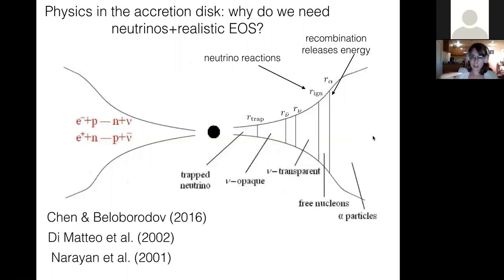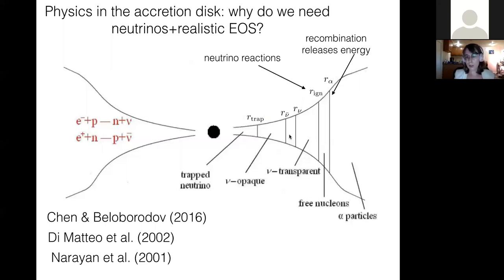But as we go inside, first of all, we're going to have, as Luke said, this recombination area where from alpha particles you get free nucleons. And as we go inside, there are going to be beta processes like this one that are going to create neutrinos. The neutrinos have very, very low cross-section, therefore can just escape from the disk and cool it off and make it way thinner. So as we go inside, first we have a region that's transparent to neutrinos.